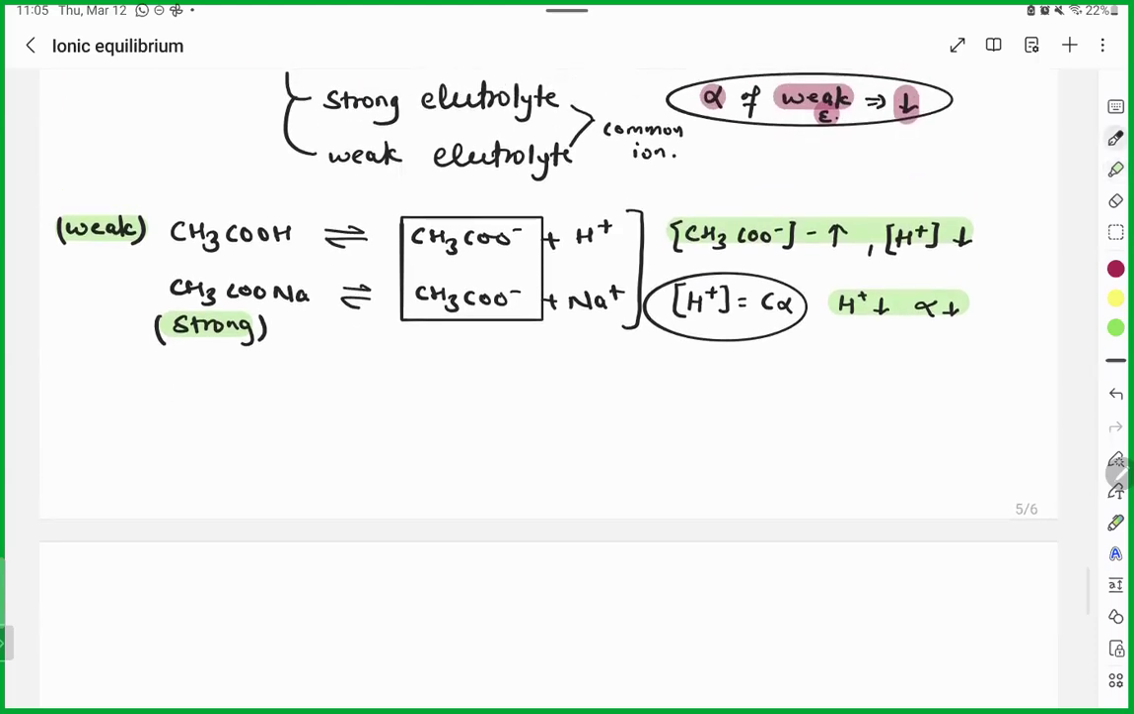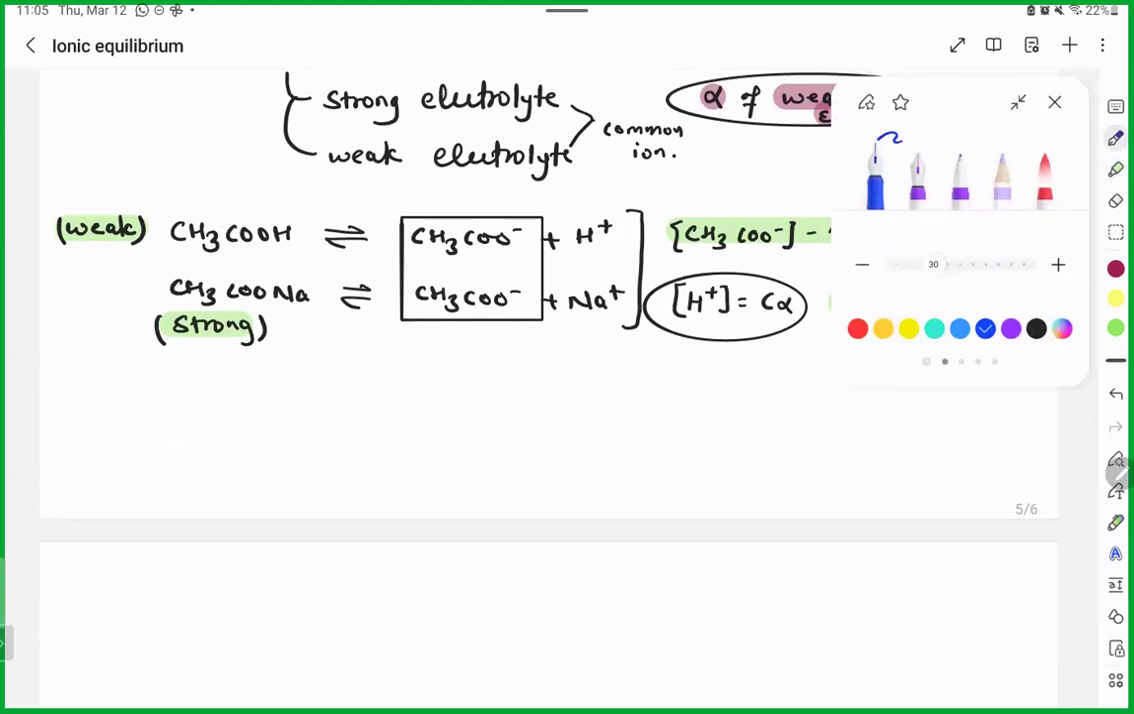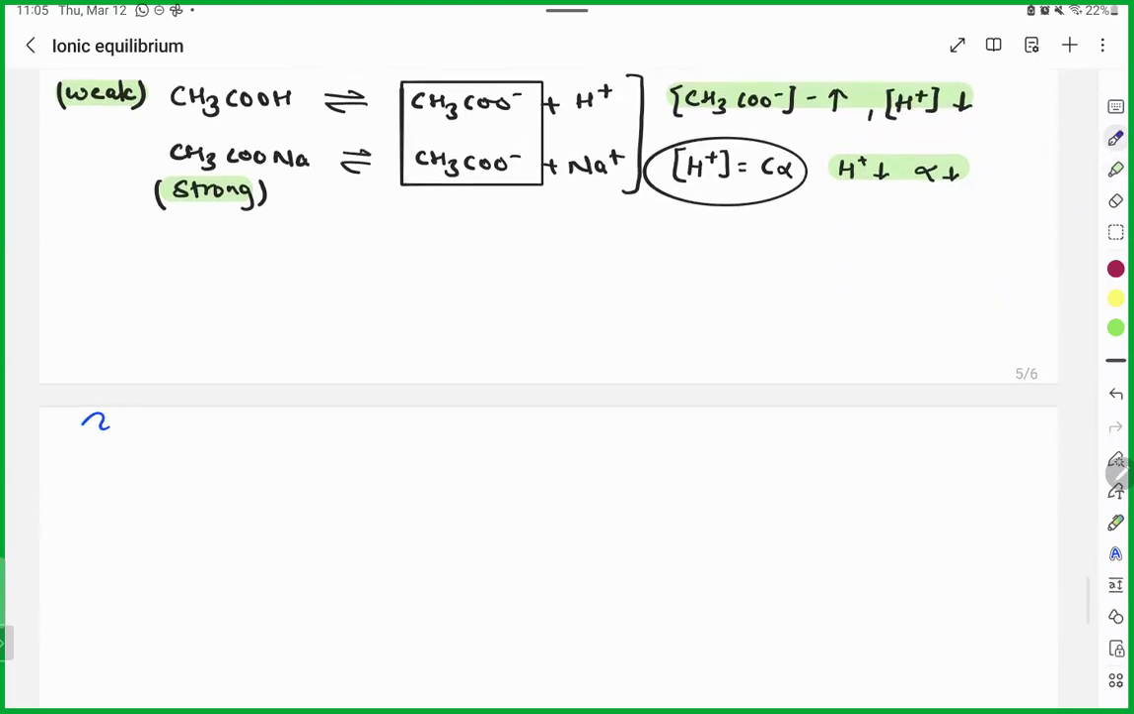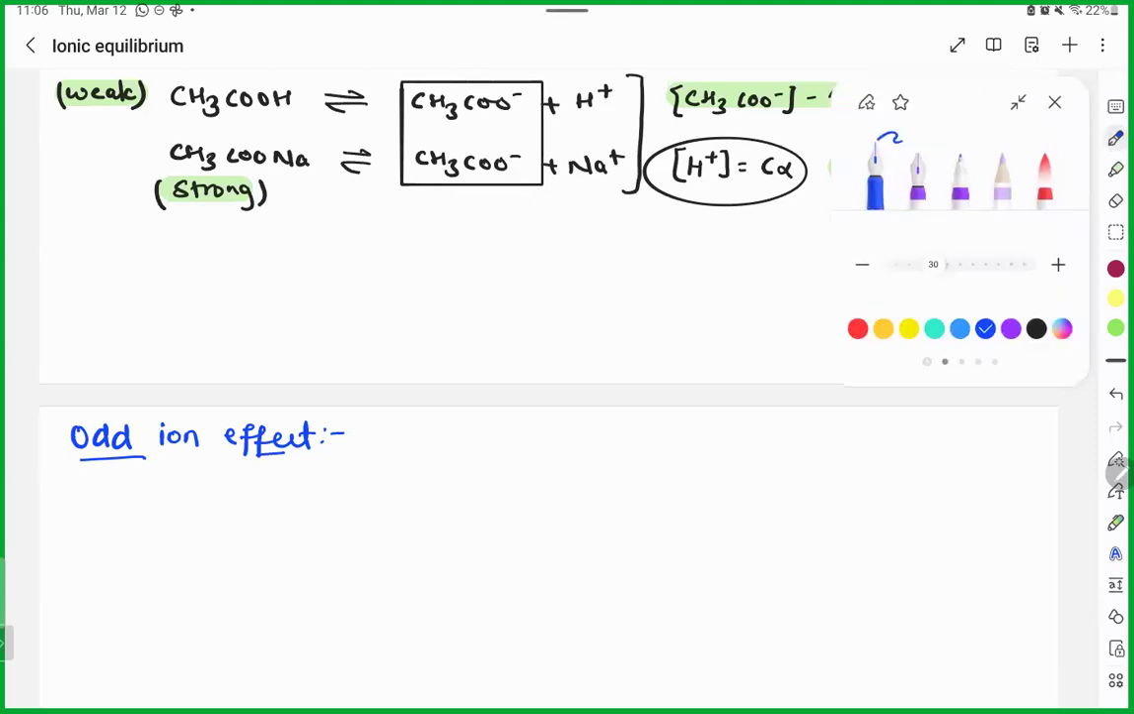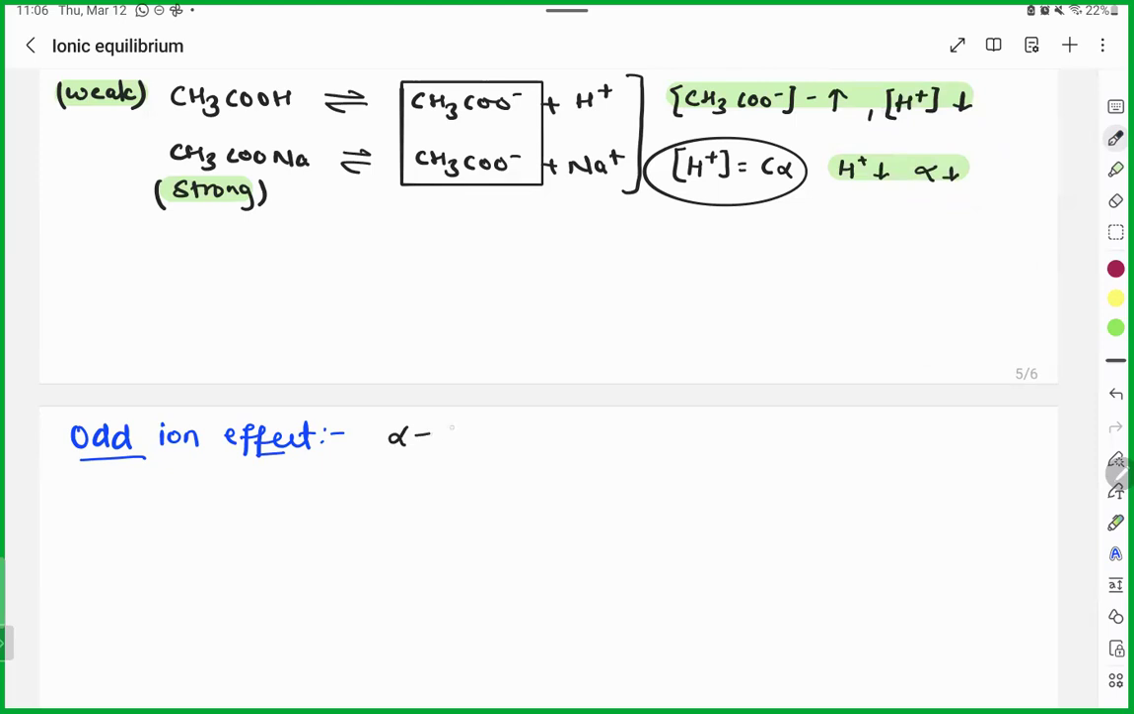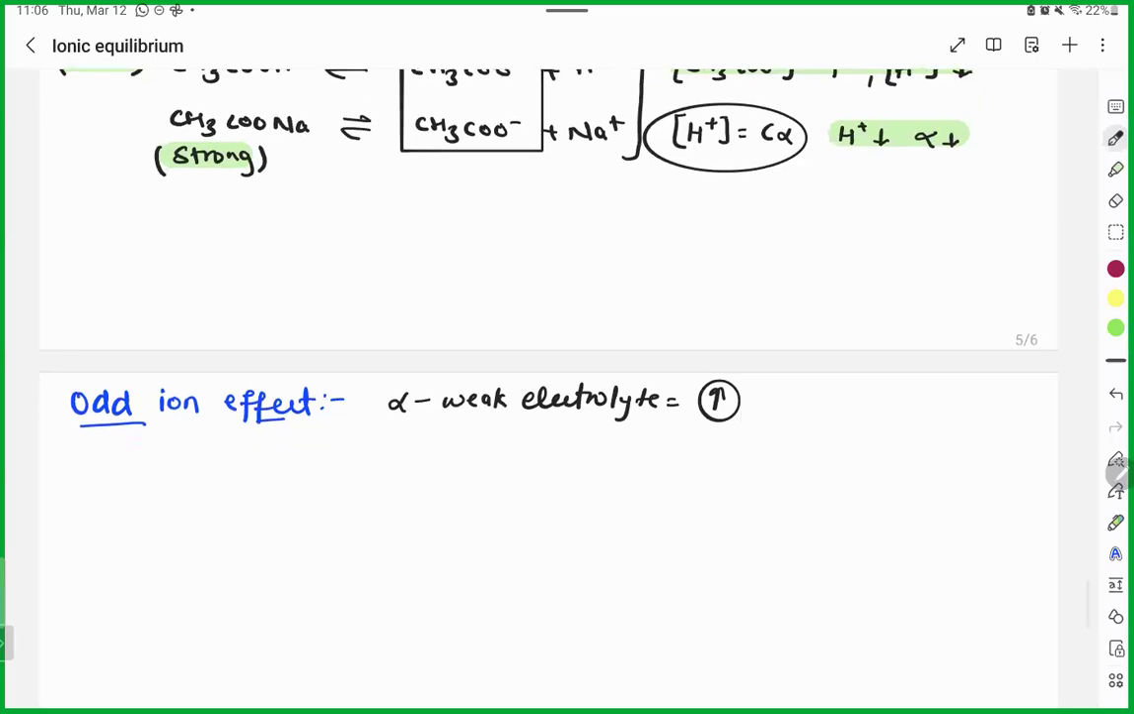Almost like this, you have one more topic, the odd ion effect. This simply says that if you have a strong electrolyte that has an odd ion, and this is mixed with a weak electrolyte, then the degree of dissociation of the weak electrolyte will increase. Here, alpha of the weak electrolyte increases. This is because of the odd ion.